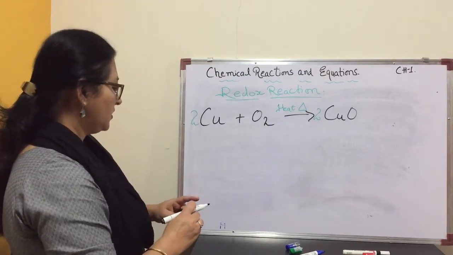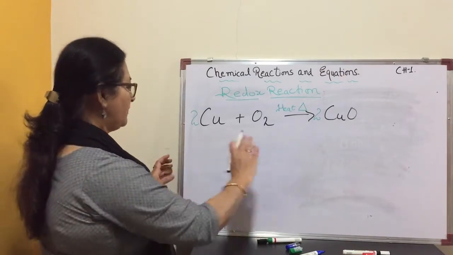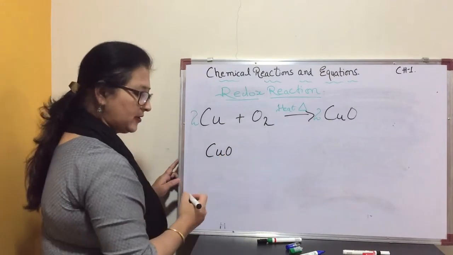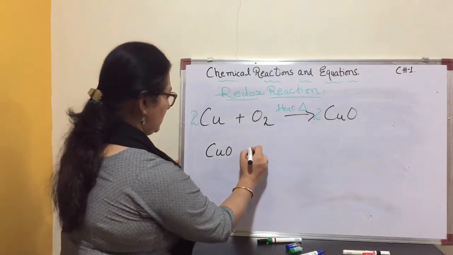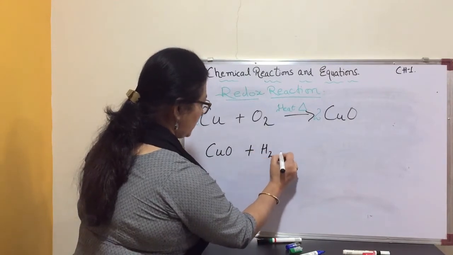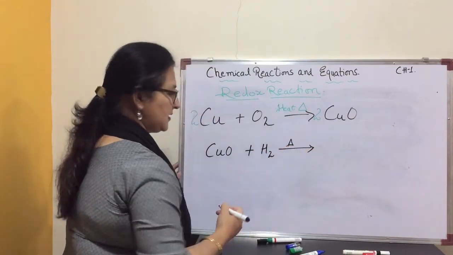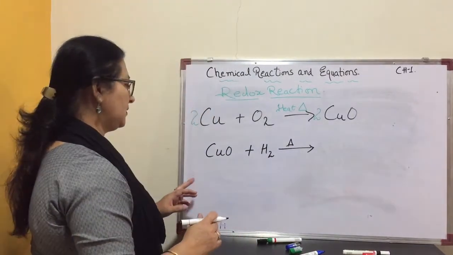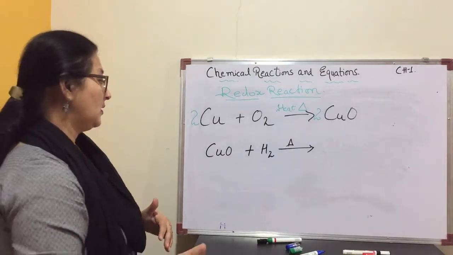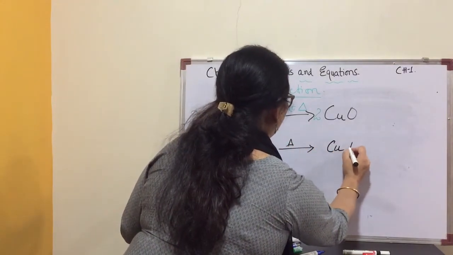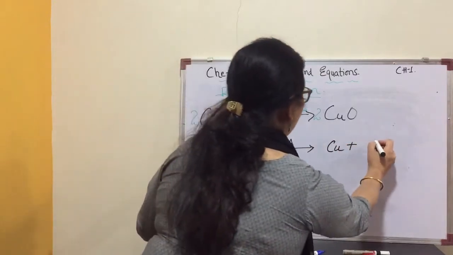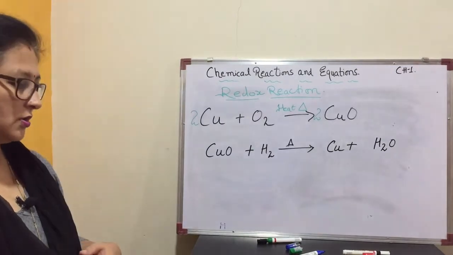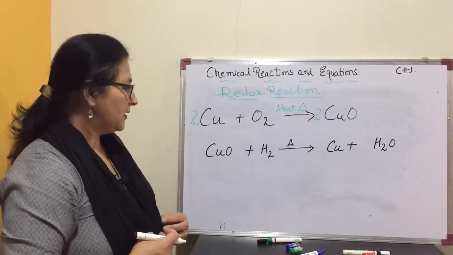Now here, when hydrogen is passed over copper oxide, the hydrogen will react with it, and again it is a heat reaction, still supplying heat to it. So what will happen? Copper metal will be formed and H2O will be formed also. So this is the reaction.